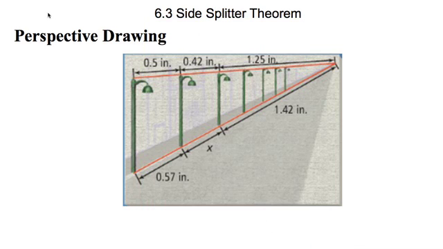It's the last section of the chapter and the last one of the semester, and hopefully you can go through this one quickly, wrap it up, take the exam, and you'll be good to go. So what are we talking about? We're doing the side-splitter theorem. Let's check out perspective drawing. This is called one-point perspective.